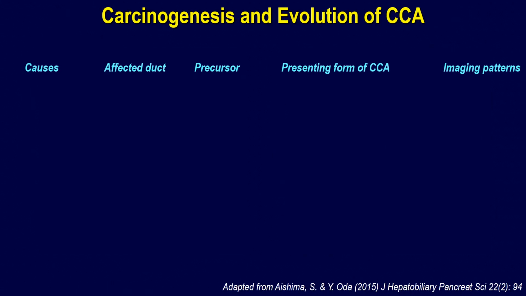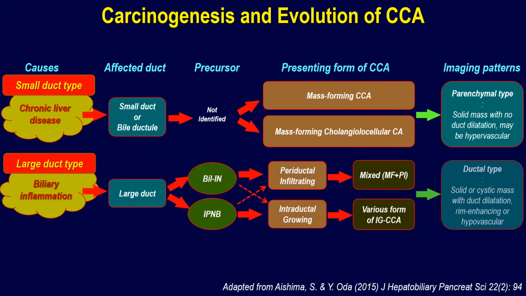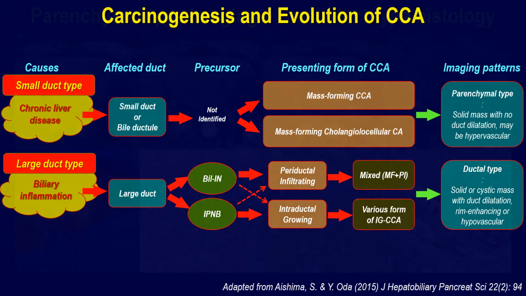So, when we incorporate our new imaging classification with the current concept of cholangiocarcinoma, the small duct type cholangiocarcinoma may correspond to the parenchymal type cholangiocarcinoma on imaging pattern, and the large duct type cholangiocarcinoma to ductal type on imaging.